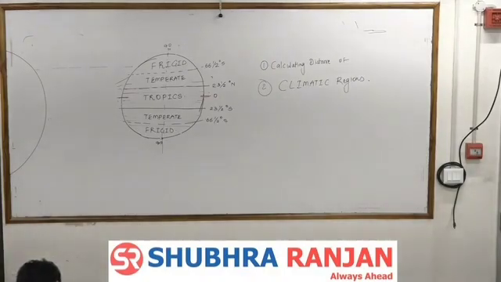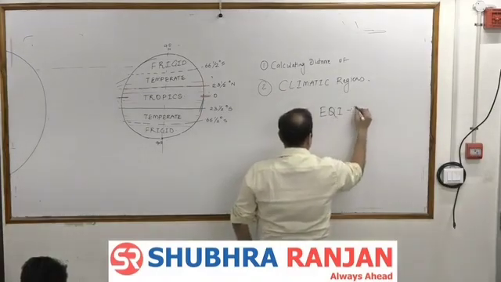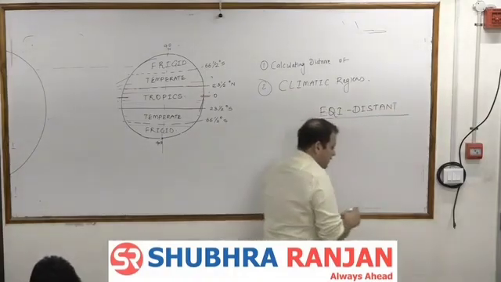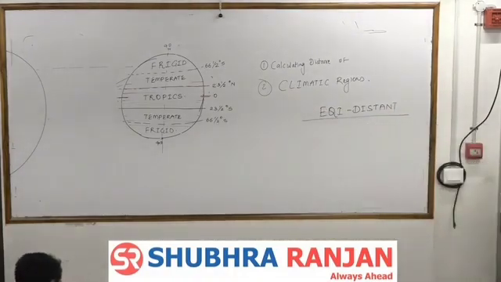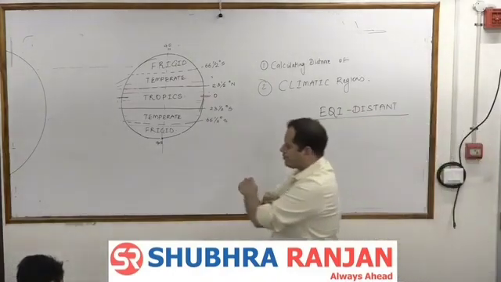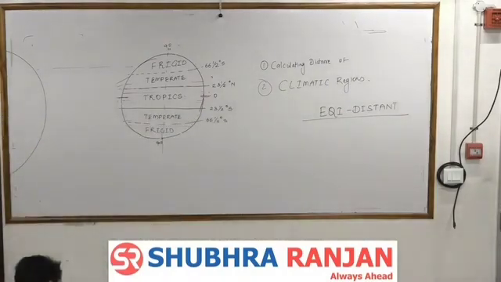As the latitudes are equidistant. Equidistant means they are located at equal distance. That is, the difference between the two latitudes is 111 kilometers.